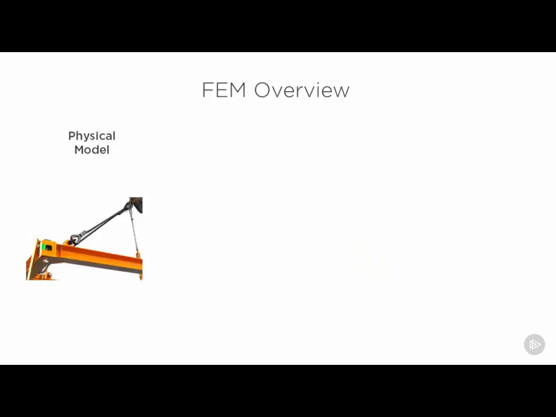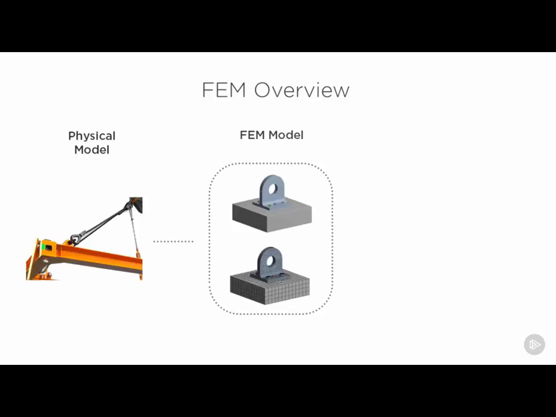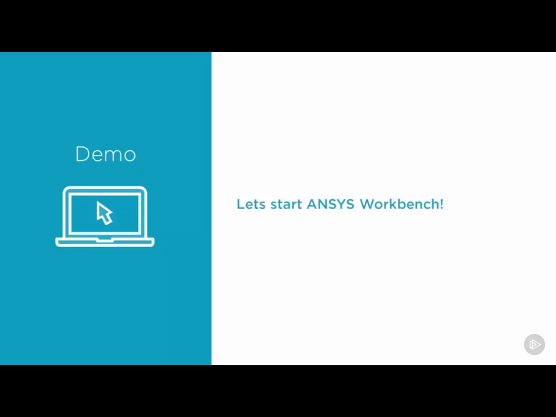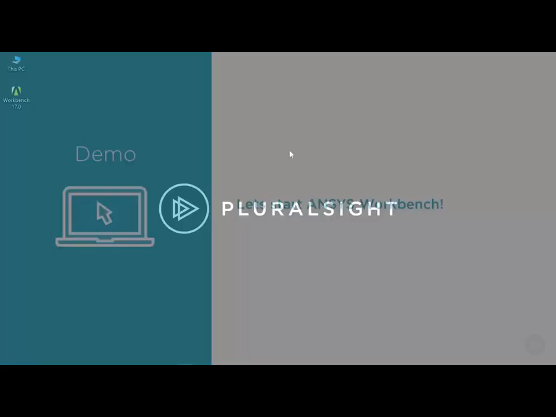So in our case, the physical model is the lifting lug, and the FEM model will be the conversion of the real model into a 3D CAD model, and then after dividing the model into finite elements and applying the correct load and boundary conditions, we'll finally obtain our stress results, deformation, and other results. So, what are we waiting for? Let's go ahead and start ANSYS Workbench.